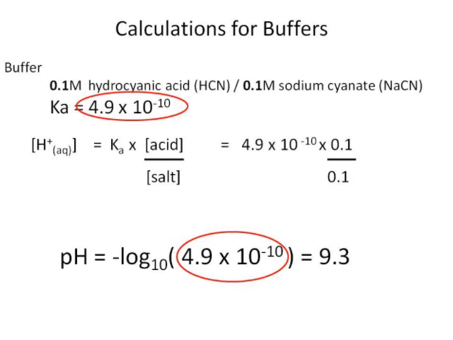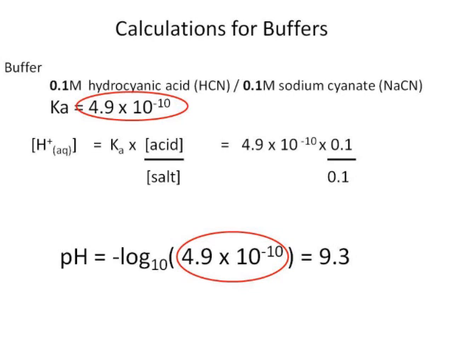Don't worry about the fact that you're getting an alkali pH when you're using an acid in a buffer. It's because you've got the salt of the acid, and it's because you've got a very low dissociation constant for this particular acid.